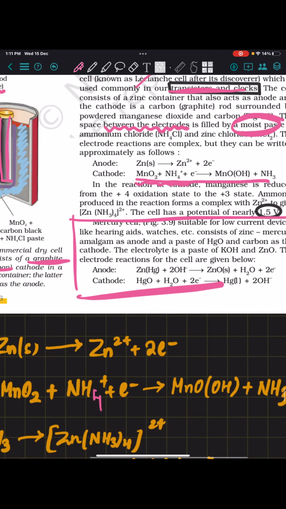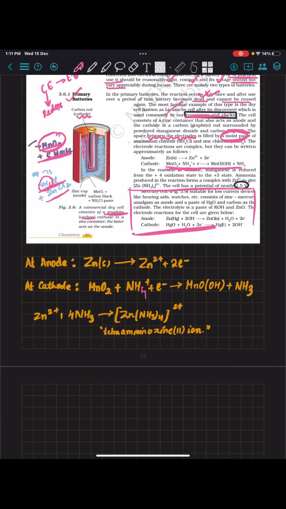We'll quickly do the electrode reactions in the Leclanche cell. The anode is this: the zinc cup that everything is inside of is what acts as the anode. At the anode, the zinc gives up 2 electrons and forms Zn2+, and at the cathode, as I said, the MnO2 and the NH4+ react to give MnOOH and NH3. MnOOH looks like this. The oxidation state of manganese in this is only +3, whereas here it was +4. So obviously manganese is being reduced in this reaction. That is the point given in the NCERT.